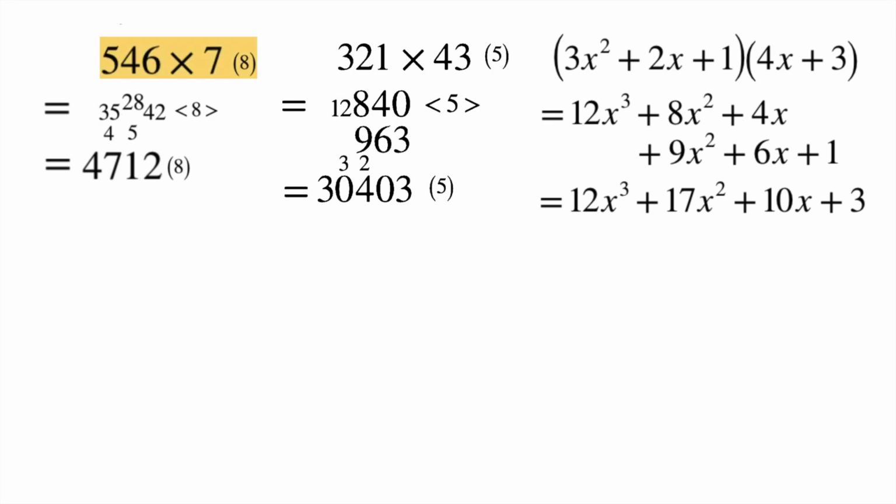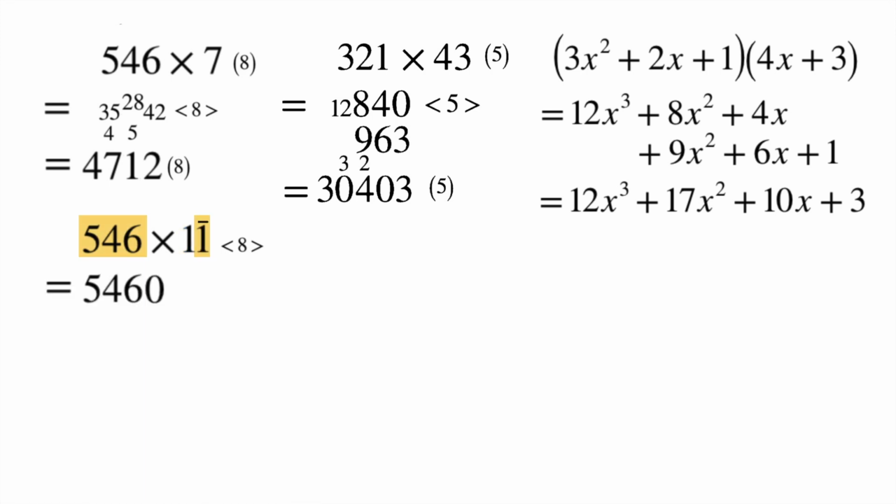I'll do this again. When 7 is 8 minus 1, make it 1 negative 1. It's 8 minus 1. Then times 1 with 0, and times negative 1. Then the sum.